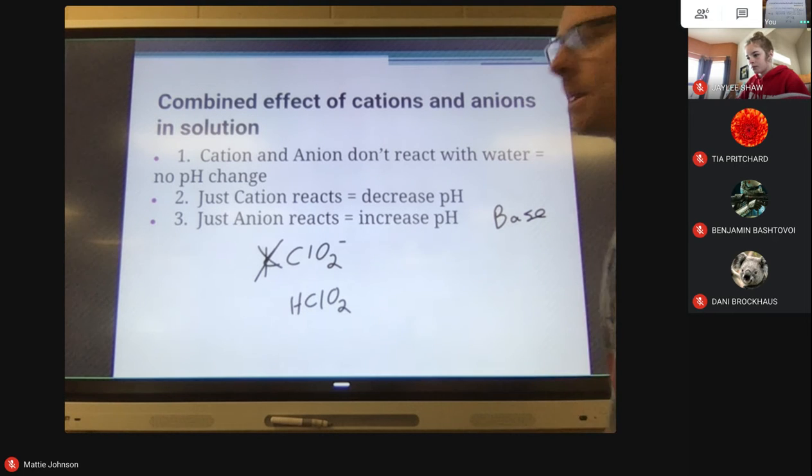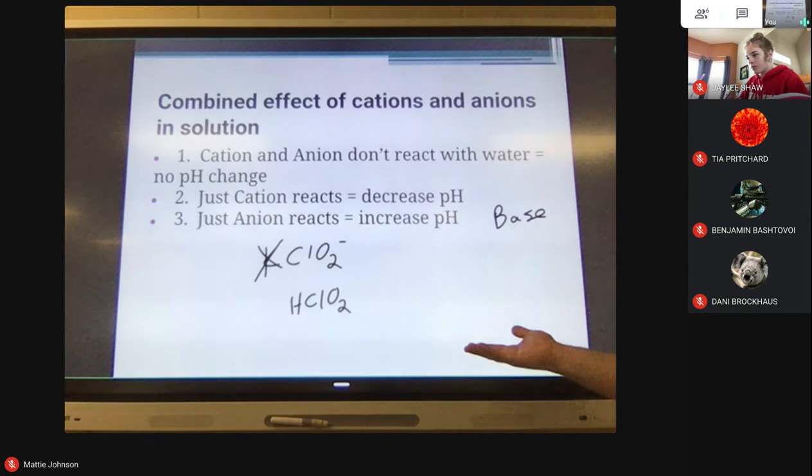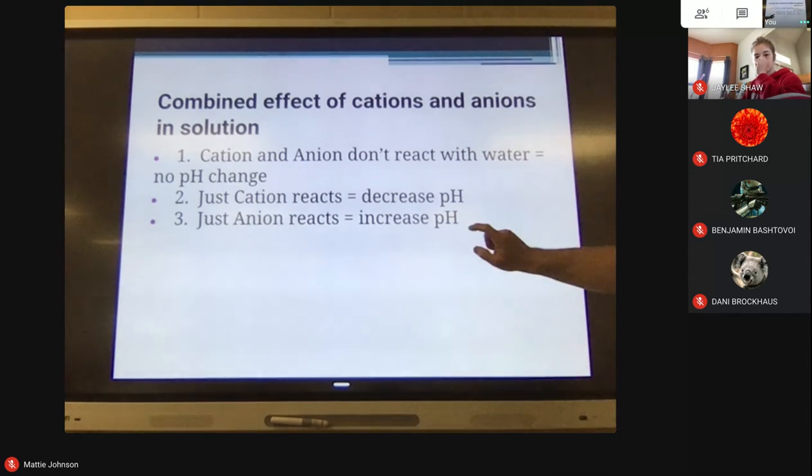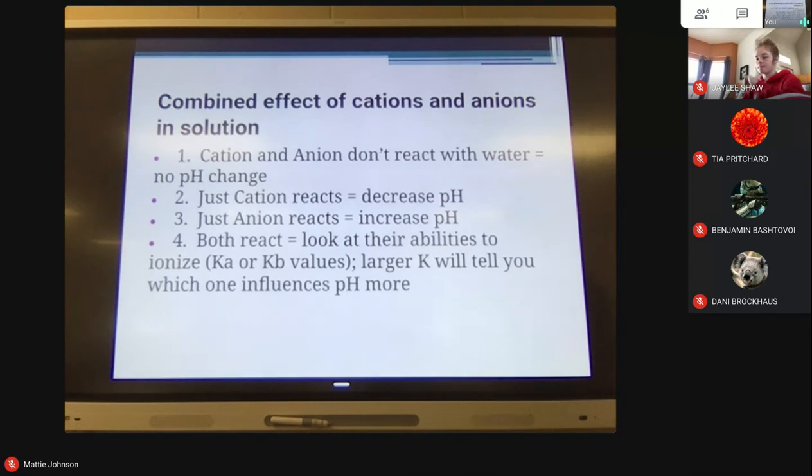Okay? And the last one, and by the way, you don't have to even do any calculations for that. That's why this assignment's going to be pretty nice. I think you'd be able to look at stuff and go, oh, that's an acid, that's a base. No actual calculations. The only time we have to calculate something, I'm going to show you how to do that, and then we'll be done, is when both things react.